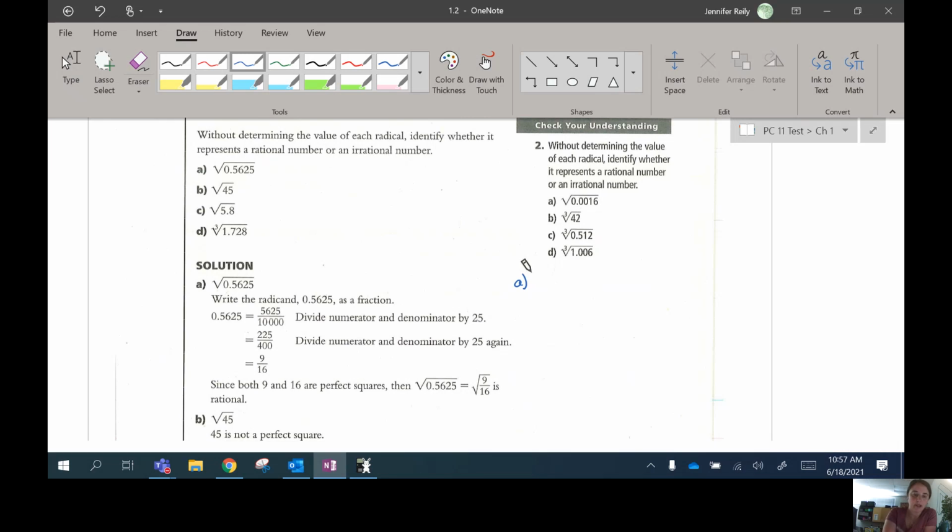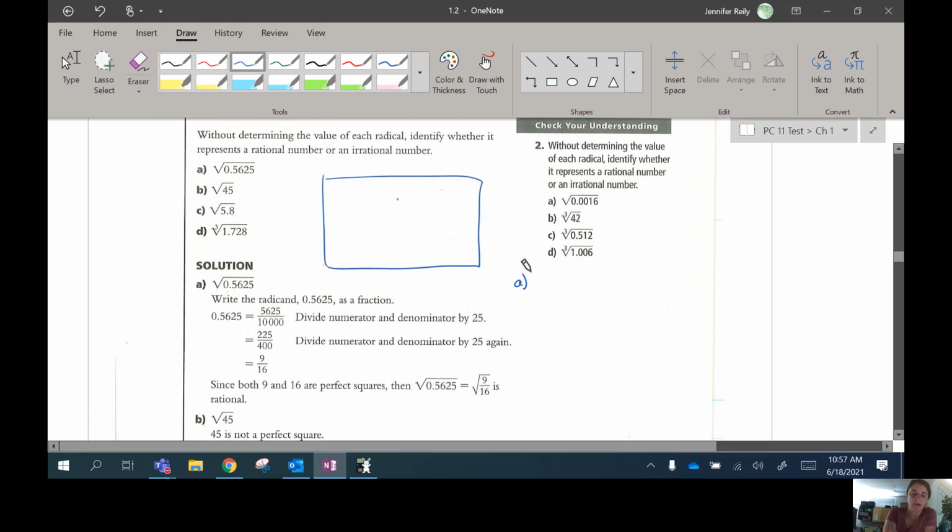Okay, and I'm just going to make a little categorization box. You can draw this if you want. So I'm just going to remind you, rational, irrational. I was using pink to describe rational and blue for irrational. Rational numbers can be written as fractions, irrational, not fractions.